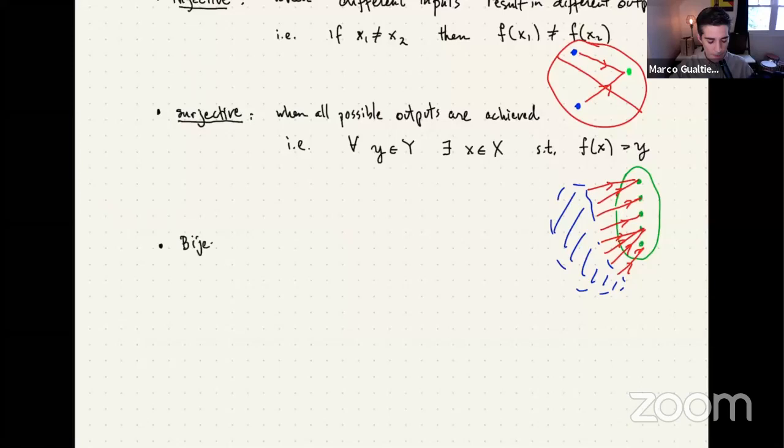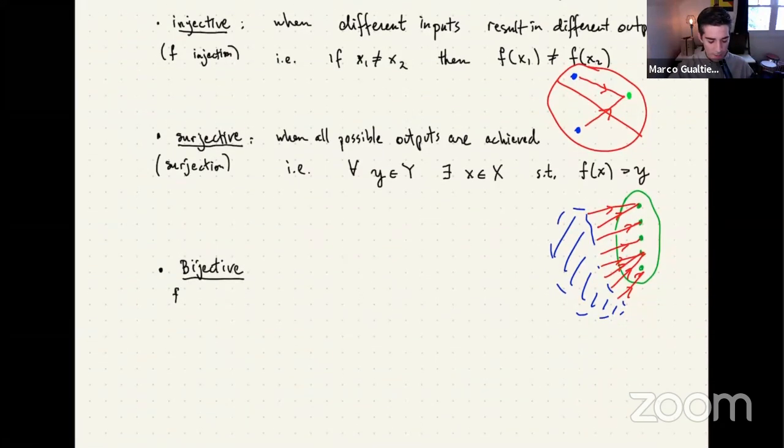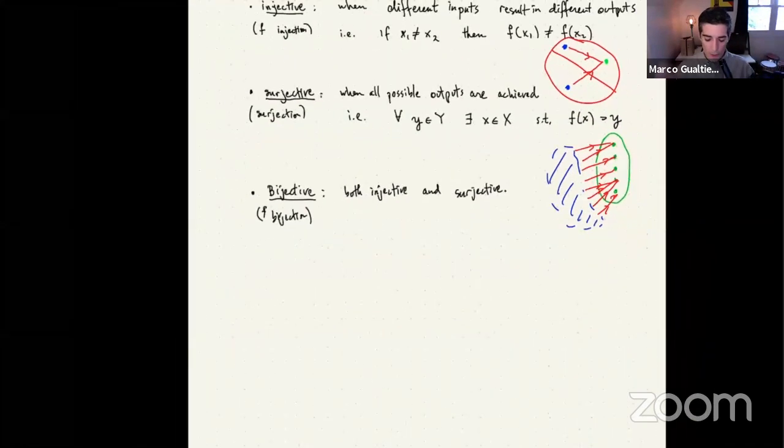Okay, and then bijection or bijective. If it's injective, then f would be called an injection. If it's surjective, it would be called a surjection. And if it's bijective, then f would be called a bijection. Bijective means that both hold. So it's both injective and surjective.